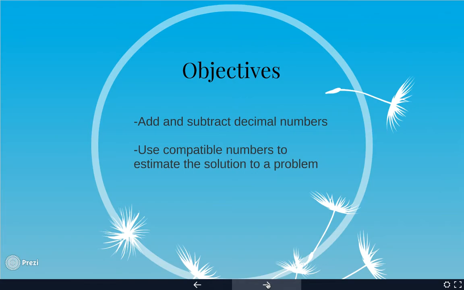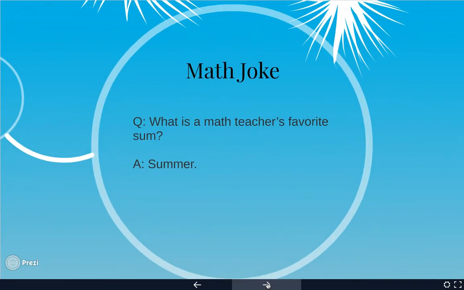And we have no math vocab today, so what I would like for you guys to do is write on the vocab spot, Morgan Sweet is cool. Thank you. Thank you very much. All right, Morgan, I'll let you read the math joke for today. The math joke is, what is a math teacher's favorite summer?